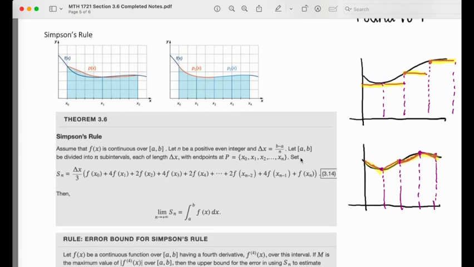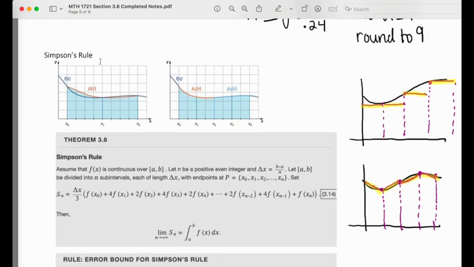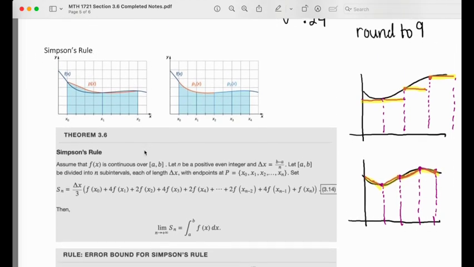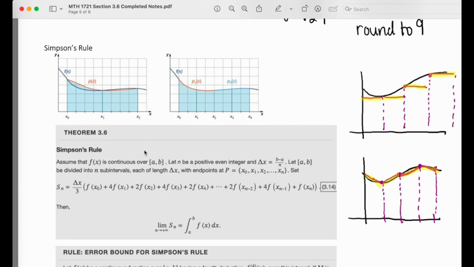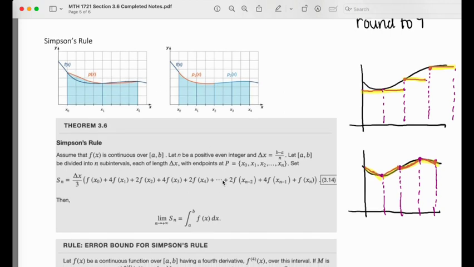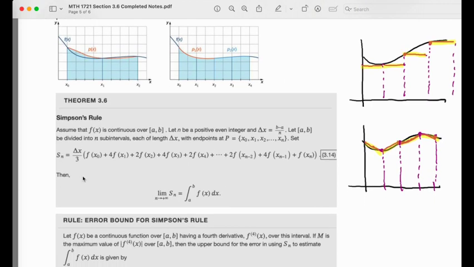Now, Simpson's rule: you want to think of it in terms of making a piecewise function with quadratics. So we're going to have curved top pieces. That's what we're looking at. And here is our rule for Simpson's rule approximation. We're going to find the width of our interval, divide it by 3, and then multiply it by all this stuff inside the parentheses.